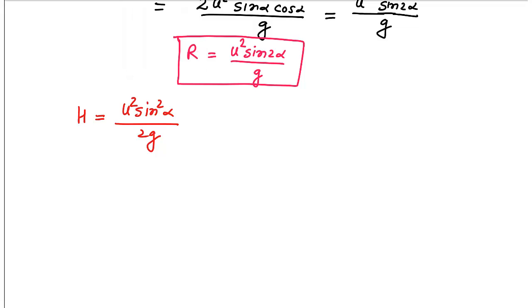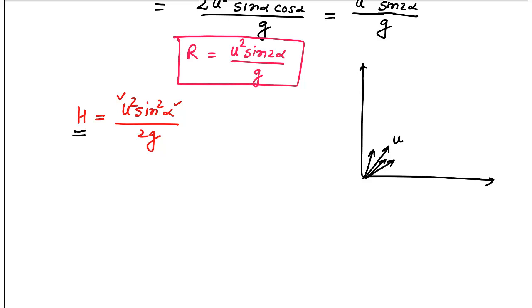Now if u is fixed, when will the maximum height be reached? So this means I have fixed u, but I am changing alpha. What does this mean? I have a velocity that is fixed, but now the angle is not fixed. I can throw at this angle, or at this angle, or at this angle. So the projectile angle at which I am throwing is not fixed, but u is fixed. Then I am asking for what alpha, for what angle, this h will be maximum.